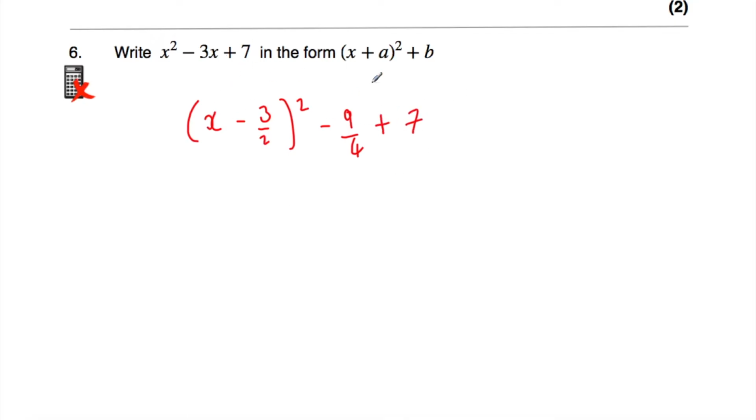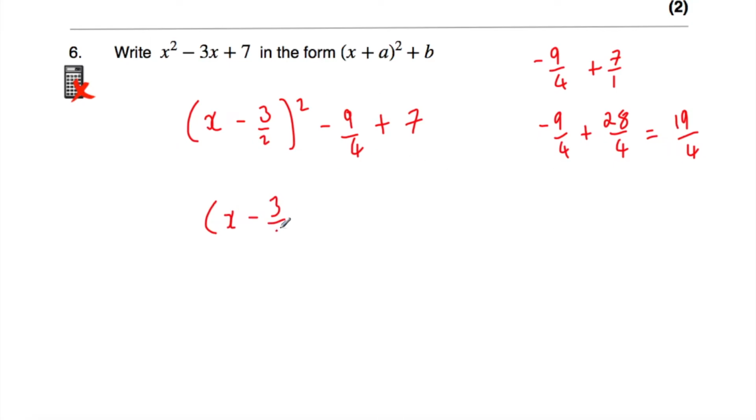So we've now got this. We just need to simplify this part here. So we've got minus 9 quarters plus 7. I'm going to write it as 7 over 1, and then I want to get a common denominator. So I'm going to multiply both the numerator and denominator here by 4, which gives 28 quarters. So we've got minus 9 quarters plus 28 quarters. That's still going to be quarters, and minus 9 plus 28 is equal to 19, so that'll be 19 quarters. So that means our answer will be (x minus 3 over 2) squared plus 19 quarters. And that's it. That's our answer.